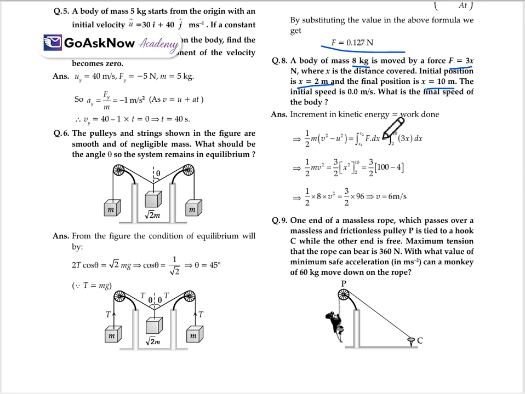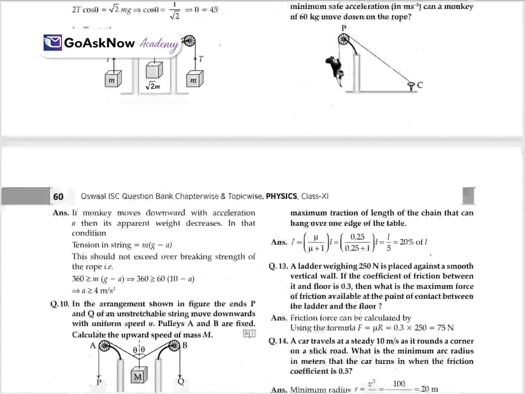The increment in kinetic energy equals the work done, half m (v square minus u square), as initial and final velocities are both there, which is equal to the integral from x1 to x2 of F dx. When we put in the values and solve both the left hand and right hand sides, we get the value of v equal to 6 meter per second. This will be the value of the final velocity.